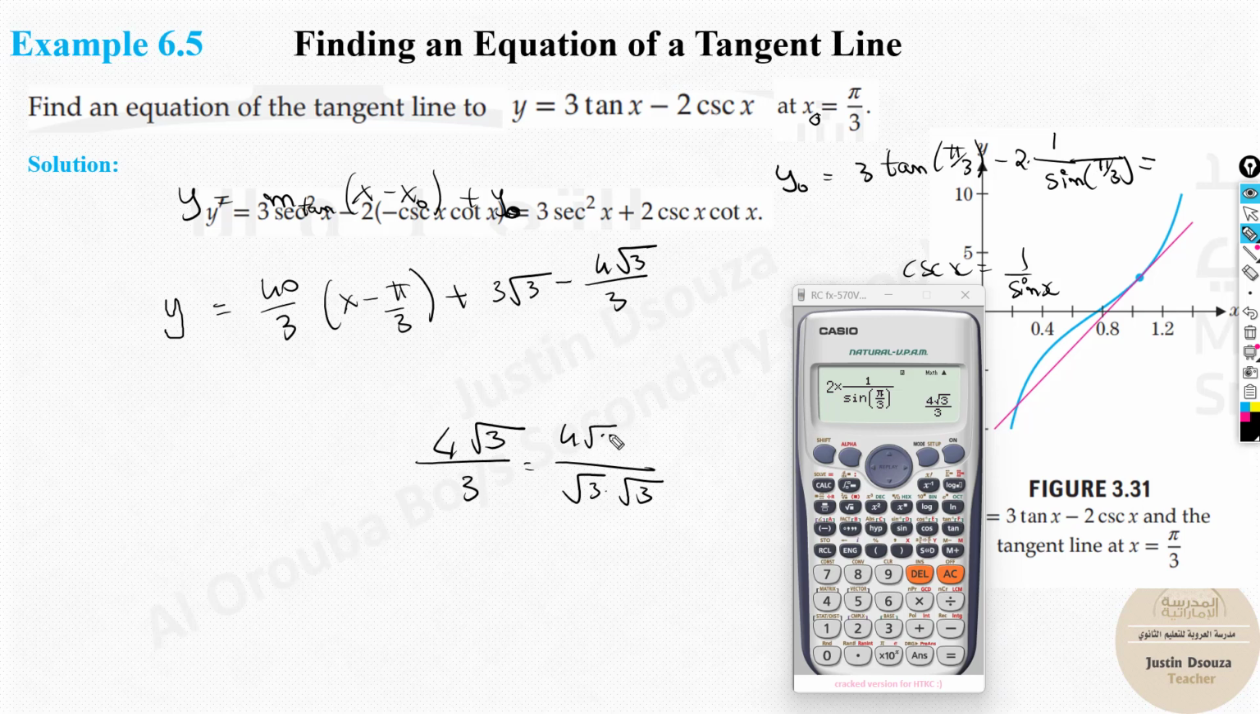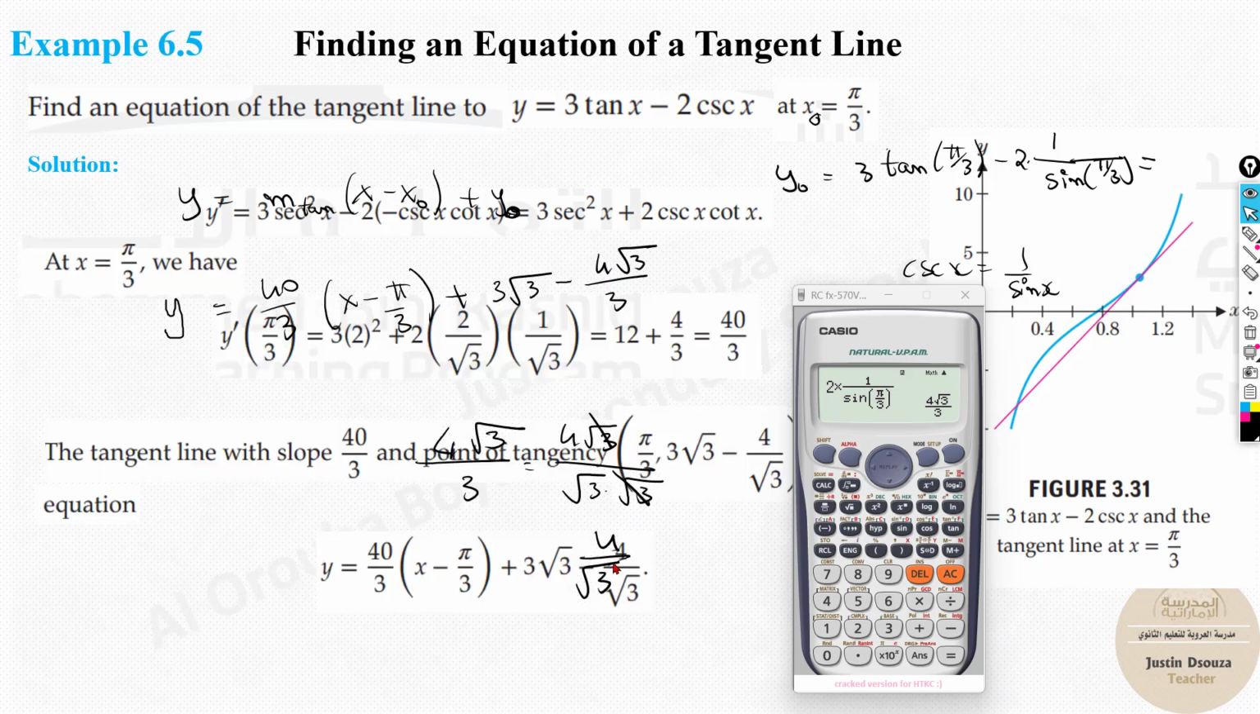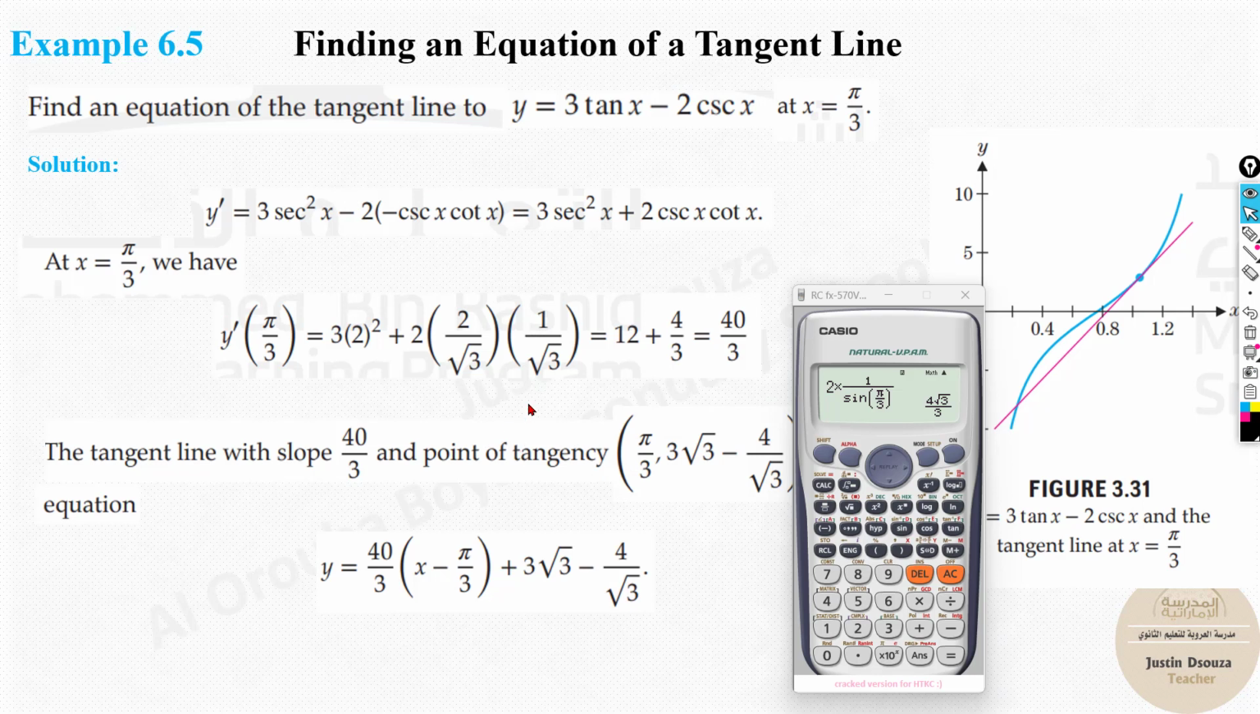I have 4 root 3. Now, this root 3 cancels with this. What is remaining? 4 by root 3. So whenever we see such cases, root 3 by root 3, just cancel this with this and you are remaining with root 3. So in the final answer, it's 4 root 3. It's the same thing. Okay, so this is how we solve it.